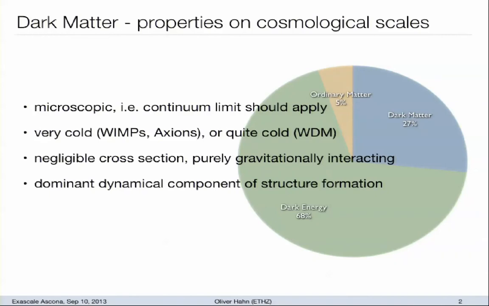But what we know is it's probably a microscopic particle, which means that for all practical purposes, the continuum limit should apply. It is most likely, in order to be consistent with observations, a very cold fluid, which means it doesn't have an appreciable intrinsic velocity dispersion, or it's at least quite cold. It must have a negligible cross-section, otherwise we would have seen it. So at first order we can probably simulate it as purely gravitationally interacting, and it is also the dominant dynamical component on cosmological scales for structure formation. It's about 27% of the total energy budget of the universe today.